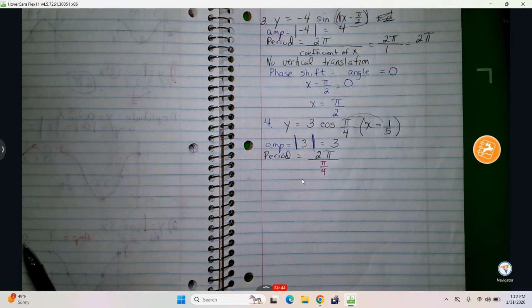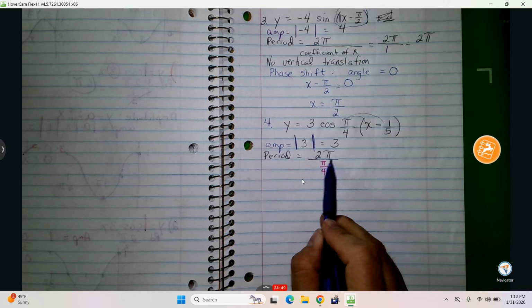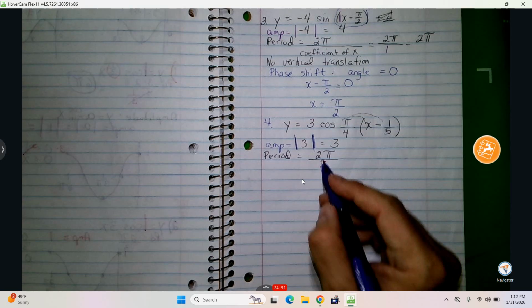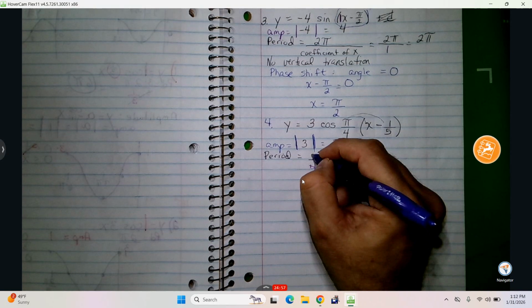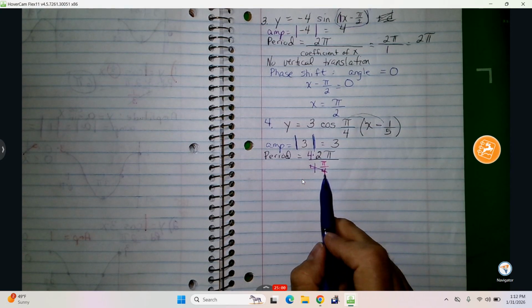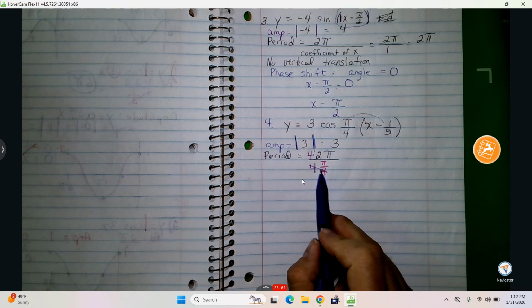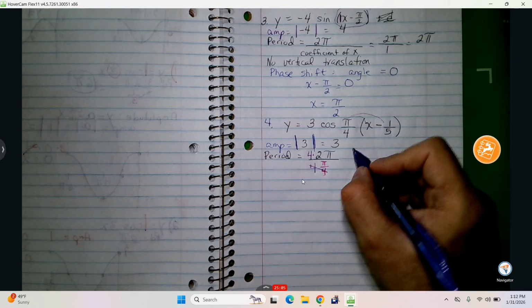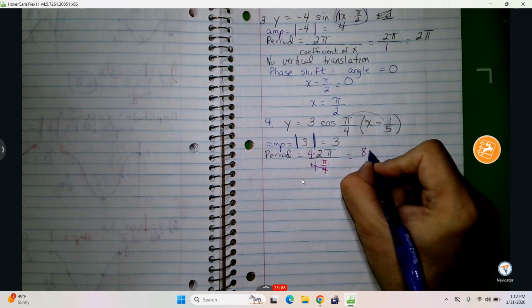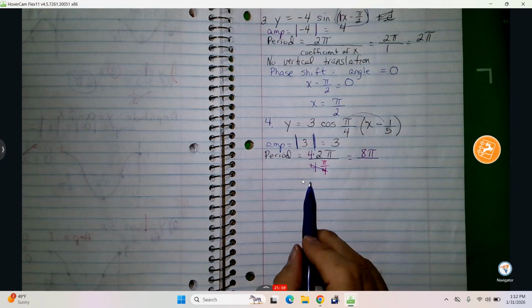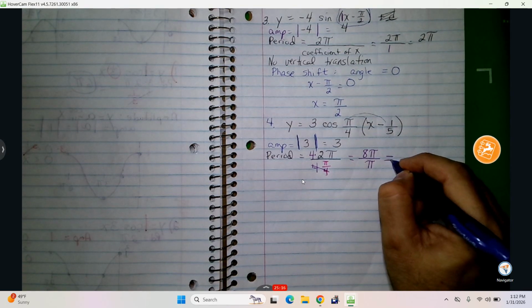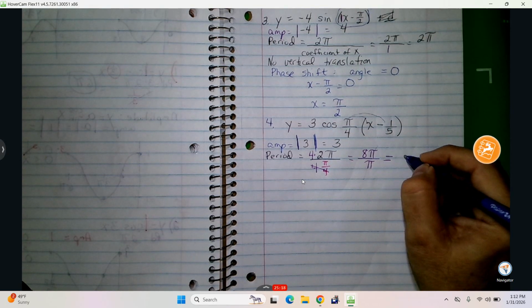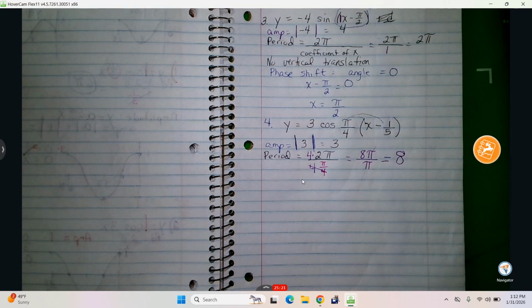So now let's simplify this. What I'm going to do to simplify it, this main fraction bar here, I'm going to multiply above and below by 4, because then that gets rid of the compound fraction. We no longer have this 4 down here. Up on top, we have an 8 pi. And on the bottom, what do we have? Just a pi. So we're not done here. We can cancel the pi's. So the period here is just 8.